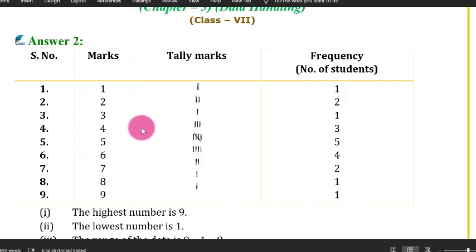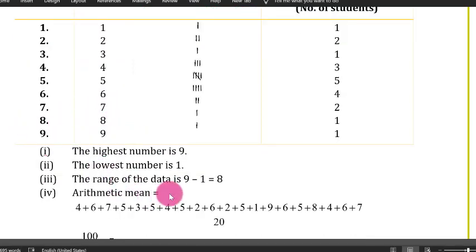So in this data, the highest number is 9 and the lowest number is 1. Then we can find the range. Range is highest number minus lowest number. So the range of the data is 9 minus 1, and the difference is 8.